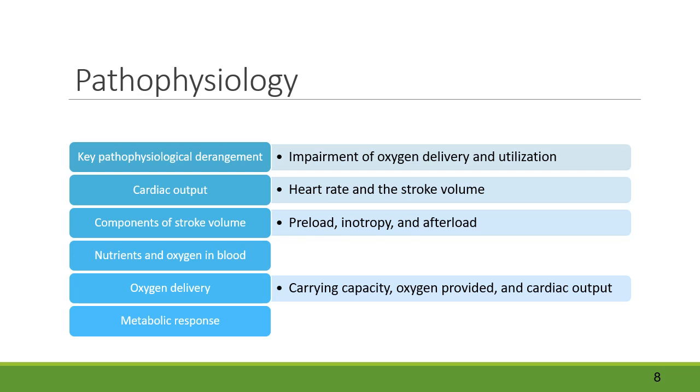Many manifestations of shock represent the body's compensatory mechanisms, which attempt to maintain tissue perfusion and correct abnormalities of shock. These responses attempt to maintain a mean circulatory pressure, maximize cardiac output, redistribute perfusion to the most vital organs like the kidneys and the brain and the heart and the lungs, and optimize unloading of oxygen at the tissues.